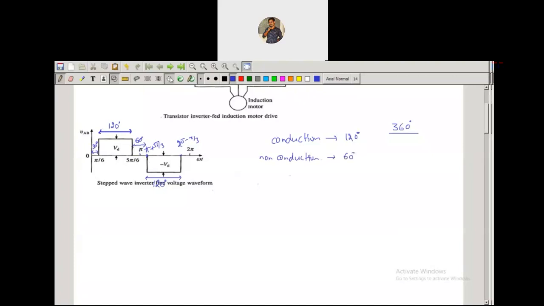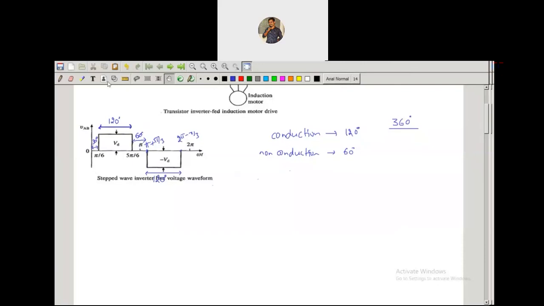We have to operate the switches in such a way that they operate in 120 degrees conduction mode, and after that they have to be disconnected for the 60 degrees time. So if you do the triggering for the corresponding switches in this way, we are going to get this type of stepped waveform. Okay. So for this stepped waveform, what is the line voltage? How can we find out the line voltage using this waveform?